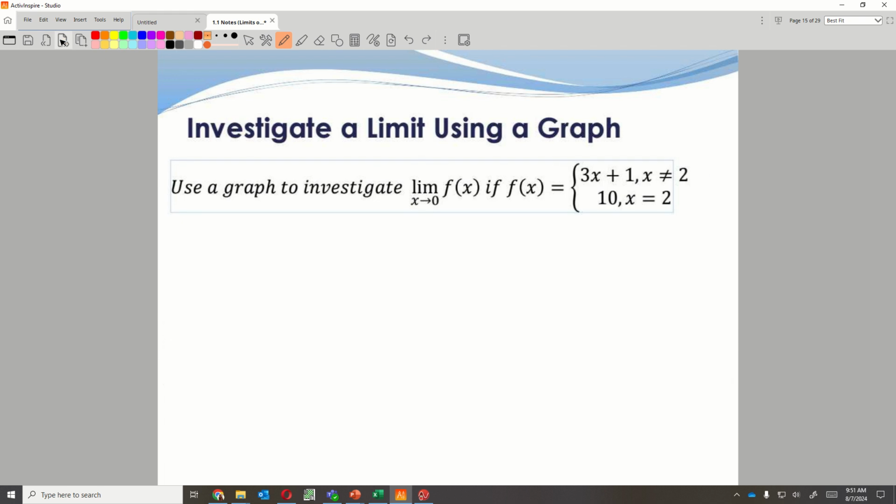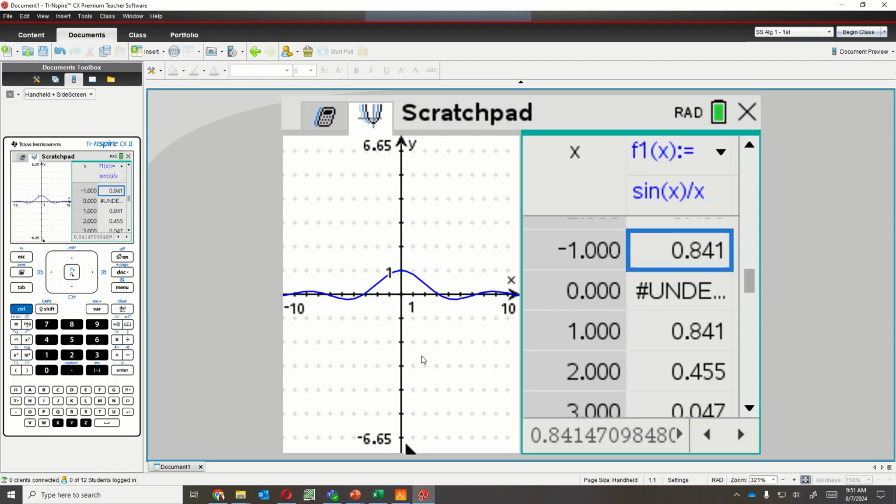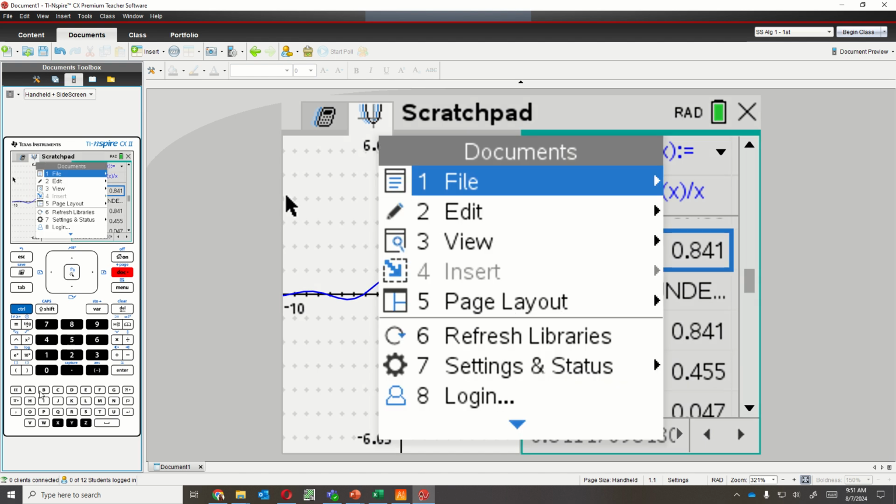All right. Now, use your graph to do this one. So I want you to try this. And so 3x plus 1 and 10. Let's do it piecewise. Doc B.